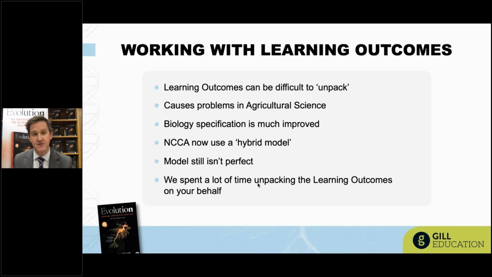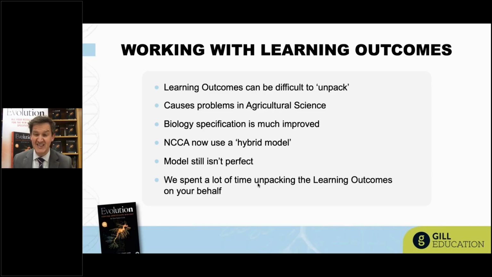But I will say that the new specification for biology has made improvements, and instead of just using learning outcomes, they now use a hybrid model. I'll show you a little cutout from the specification in a second, just so you can see this in practice. But there's far more detail now in terms of understanding exactly the depth we need to teach.